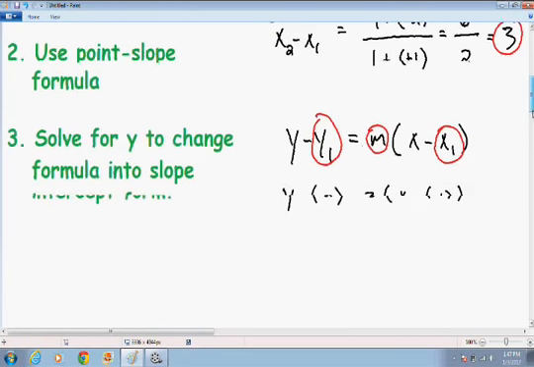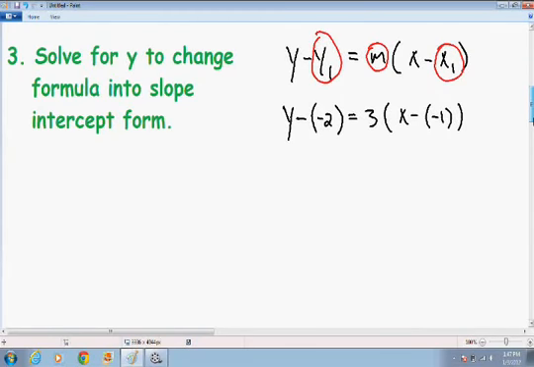So now let's simplify this a little further. We know that two negatives make a positive, so instead of y minus negative 2, I'm going to write y plus 2 is equal to 3 parentheses, and once again, two negatives make a positive, so x minus negative 1 is the same as x plus 1. And now we have written the equation in point-slope form.